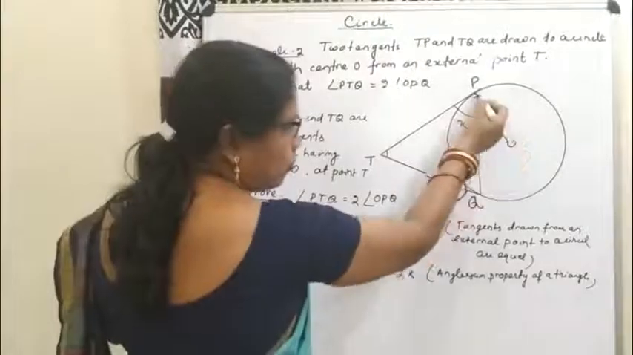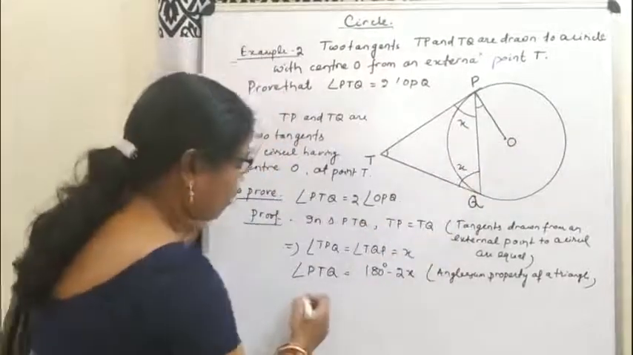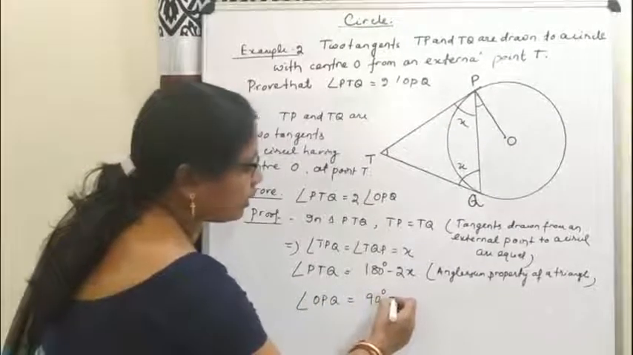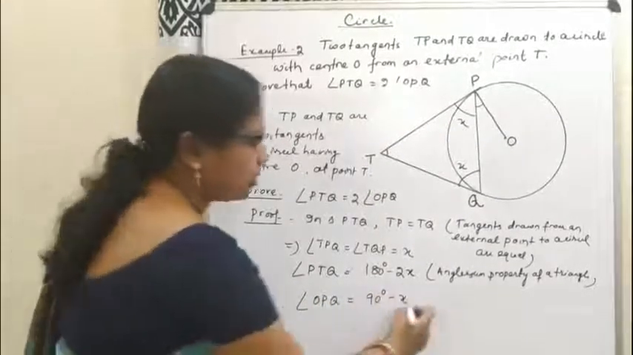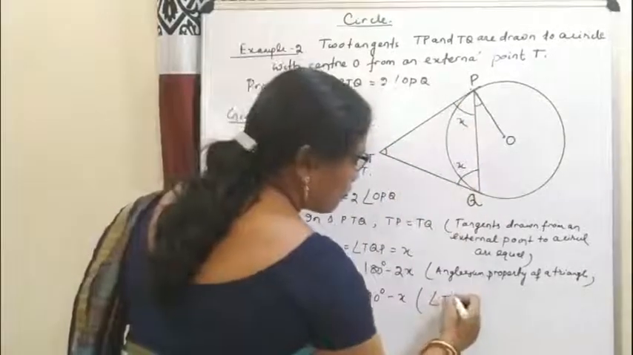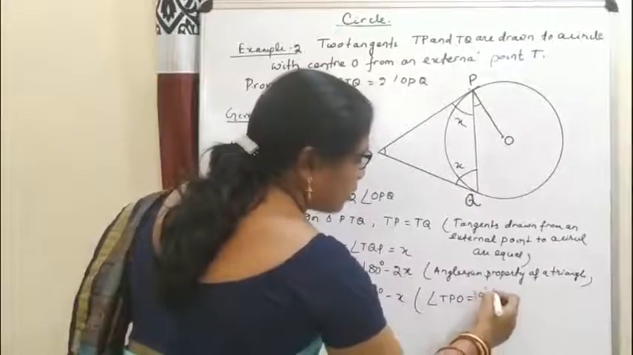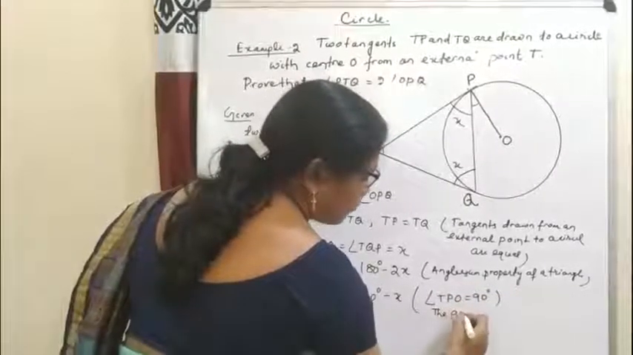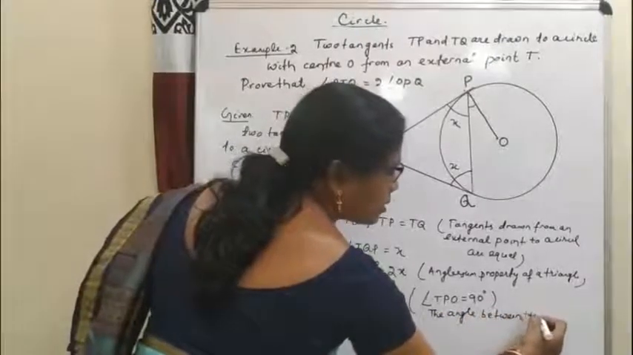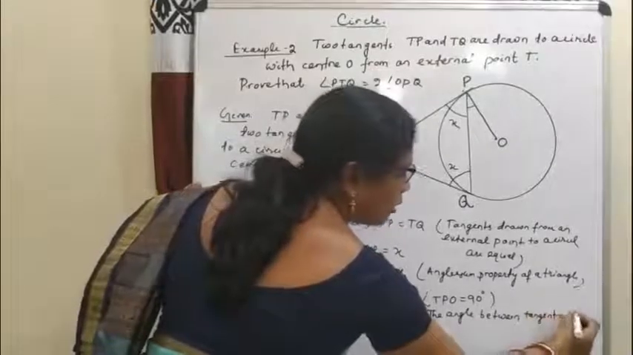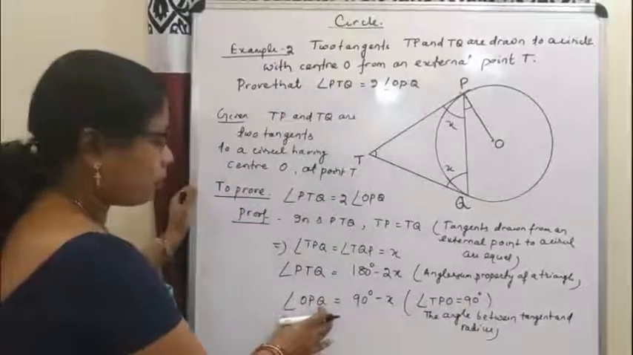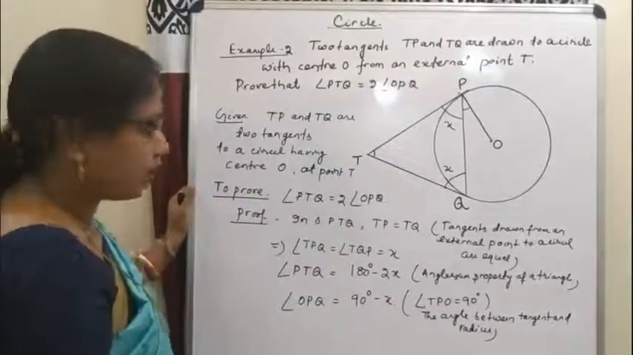Then what is OPQ? So angle OPQ is equal to 90 degrees minus x. Why? Because angle TPO is equal to 90 degrees. The angle between the tangent and radius is 90 degrees. So angle OPQ is equal to 90 degrees minus x.